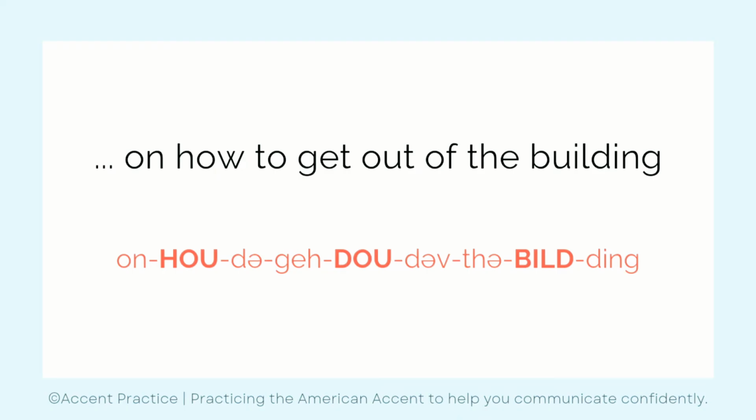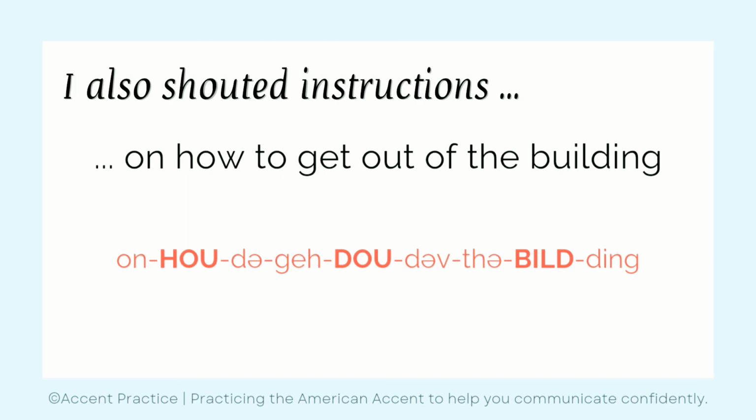Now try the whole sentence, imitating Dwight's tone if you can as well. I also shouted instructions on how to get out of the building. Just practicing the flap T's and word linking in that last phrase is a fantastic way to imitate spoken English because it will force your brain to think like a native speaker. If you can get used to using flap T's not only within words but between words, then your accent will sound much more naturally American, your rhythm will improve, and chances are you'll be better understood by others.